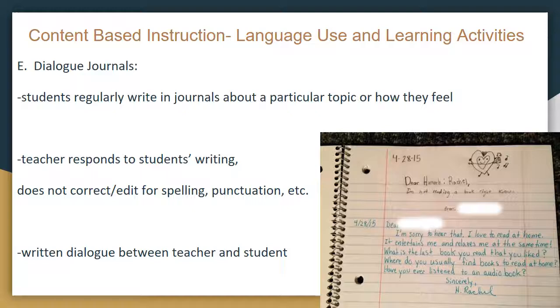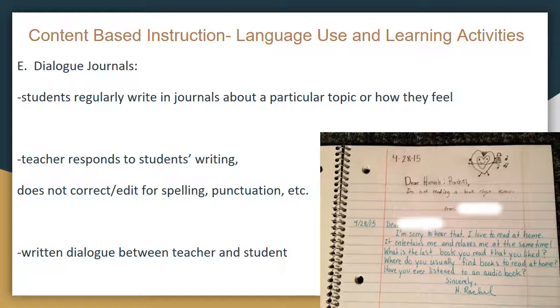A fifth activity that could be very effective in content-based instruction lessons are dialogue journals. If you've seen the movie Freedom Writers, then you might have seen dialogue journals in action. Basically, dialogue journals are a two-way conversation between the student and the teacher, and it's through journal writing.